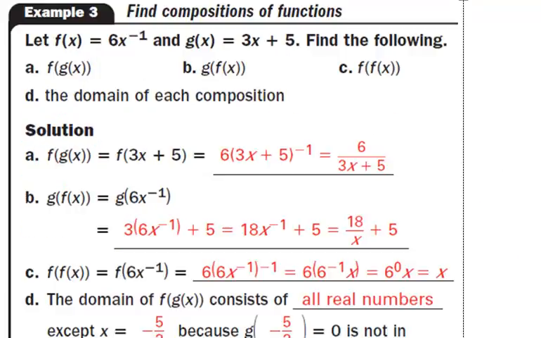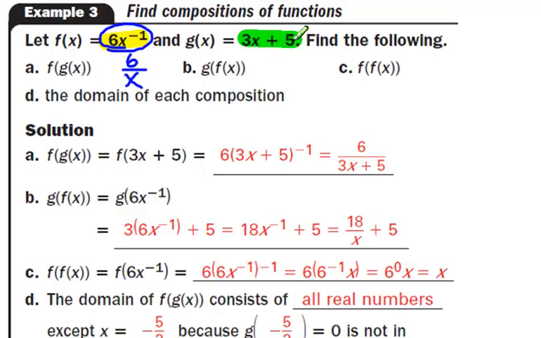So in this case, using my groovy color coding, here is my f of x: 6 times x to the negative 1. And remember, x to the negative 1 just means 1 over x, so this could also be written as 6 over x. This means the same thing as 6 times x to the negative 1. And my g of x is 3x plus 5.